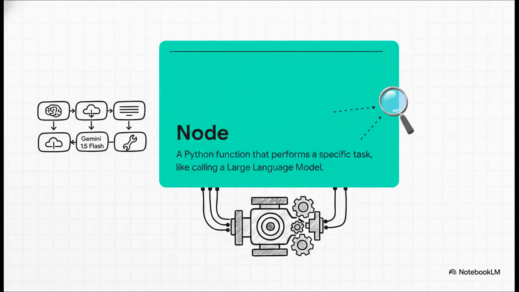Now, obviously, on that blank canvas, we actually need to place our engine parts, right? In LangGraph, these components are called nodes. Simply put, a node is just a Python function that does one specific job. For example, you might have a single node whose entire purpose in life is just to invoke your language model. Say, firing up Gemini 1.5 Flash to process a prompt. These nodes are the heavy lifters actually doing the work in our application.